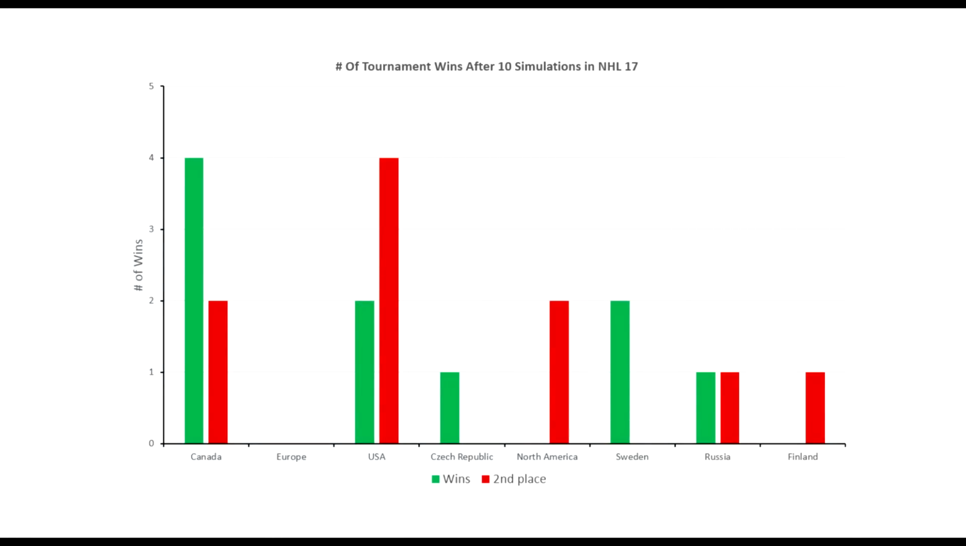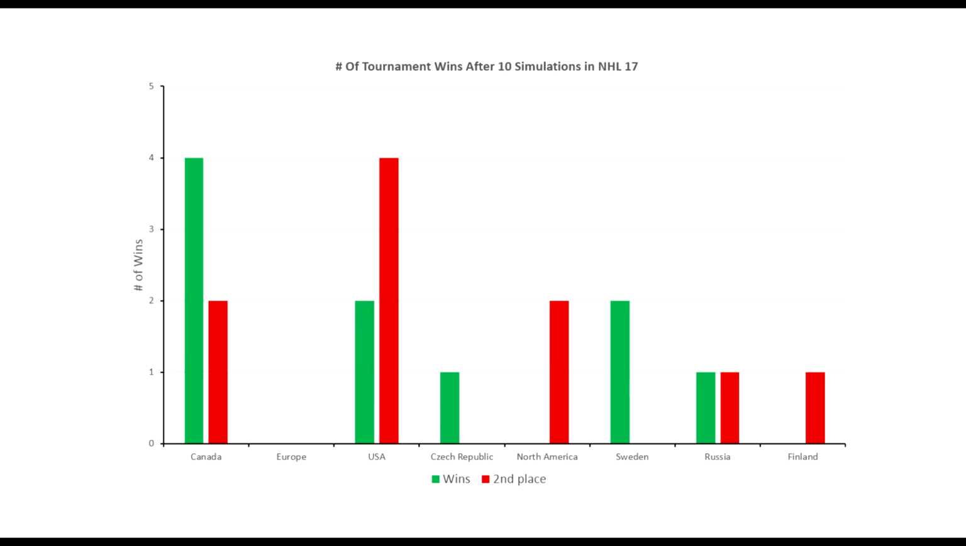And Team Canada wins. They ended up winning 4 of the 10 tournaments. And that's the best out of all the teams. So they're clearly the favorites to win. And that makes a lot of sense. They're a deep team. They're clearly the best team here. They came second twice. The other notable teams, Team USA and Sweden, they took 2 of 10 tournaments each.